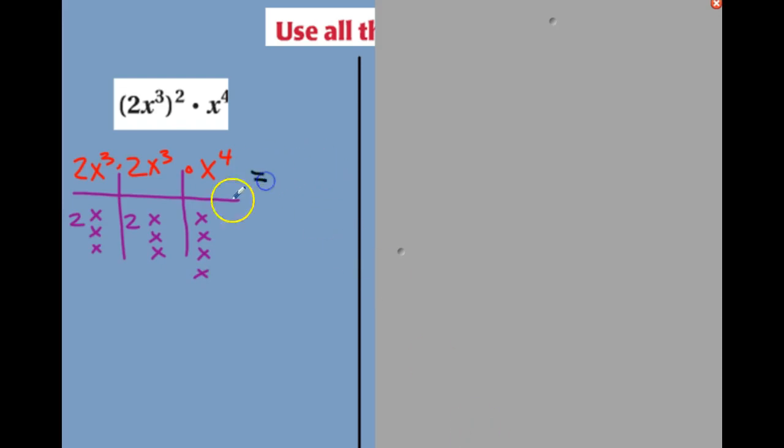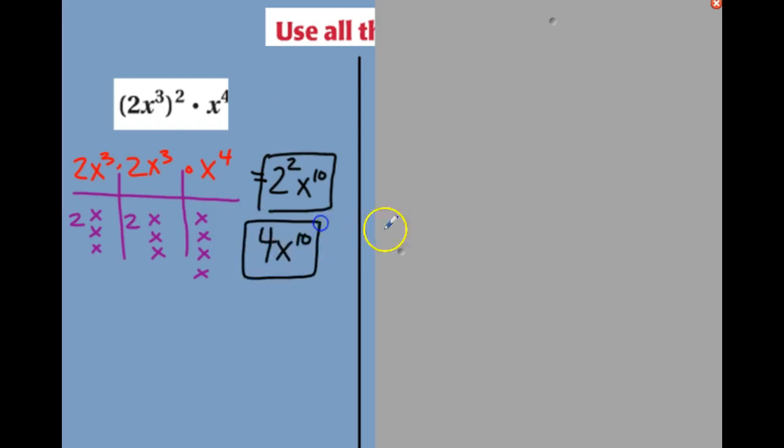So if we simplify this, well, there's 2 2's, 2 to the power of 2. And then there's 1, 2, 3, 4, 5, 6, 7, 8, 9, 10 x's. X multiplied by itself 10 times. So this would be an acceptable answer, but since this is so small, 2 times 2 is 4. 4x to the 10th.